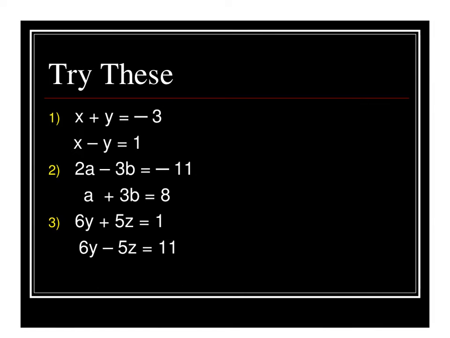Alright, so why don't you try all 3 of these problems yourself? All of these are solving a system by elimination. You'll notice I have a plus y and a minus y, so my y's are going to cancel out. A minus 3b and a plus 3b in the second, so my 3b's are going to cancel out. And the same thing with my 5z's. They're going to cancel out. So you try, pause the video, solve all 3 of these, then start it back and check your answers.